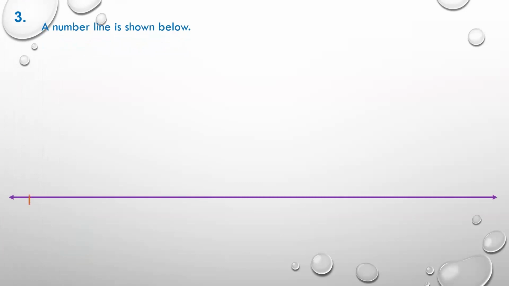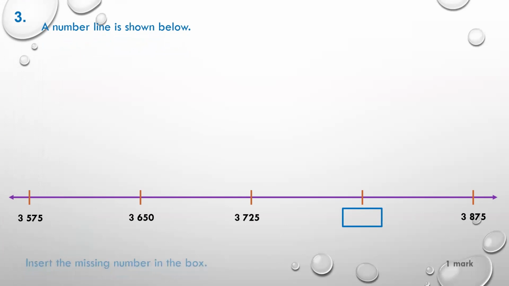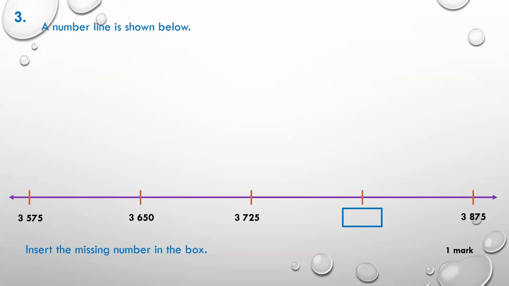Let's move on to number 3 now, where in this question, they're giving us a number line. And on the number line, there are these numbers which are represented: 3,575, 3,650, 3,725. We don't know what number there is, and then 3,875. So this question is asking us, insert the missing number in the box. So we have to figure that out. So this should be going along up some sort of pattern.